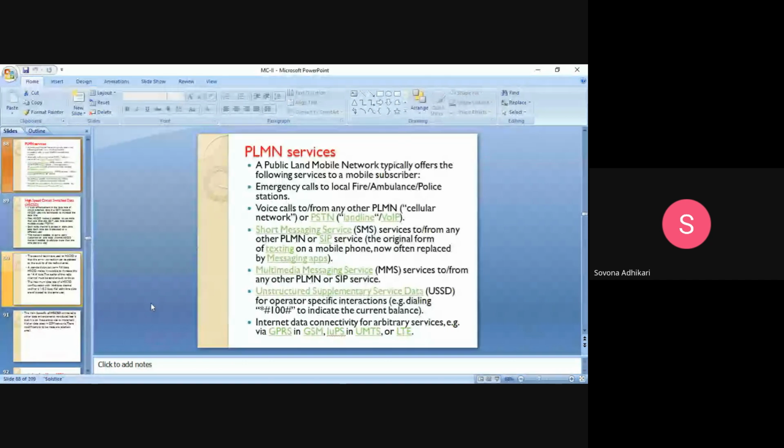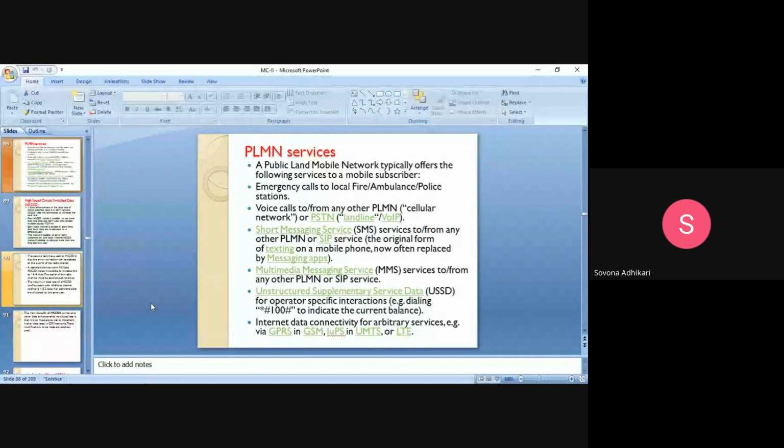Emergency call to local fire, ambulance and police station. So this is the emergency call. You know that we have these features also available in our landline phone and cell phone. We have the emergency call to the local fire station. Their numbers are already stored in our mobile cell phones. So you can call the local fire station, ambulance, or police station in case of emergency.